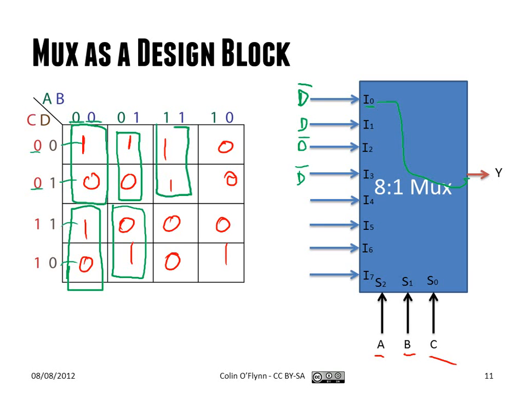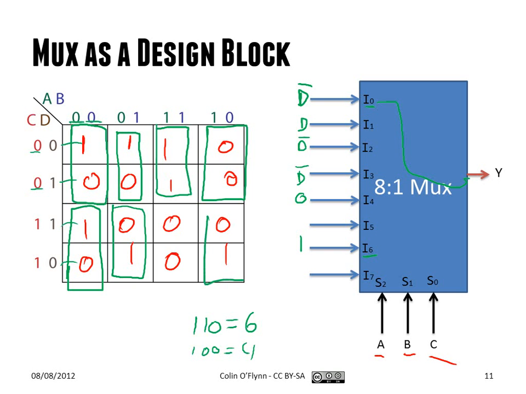If it's something like this, where we have 1, 1, 0, so this is binary 6, so this is I6. The output's always just 1. It doesn't matter what D is. Same idea here. So 1, 0, 0, which is binary 4, so the output's always 0.